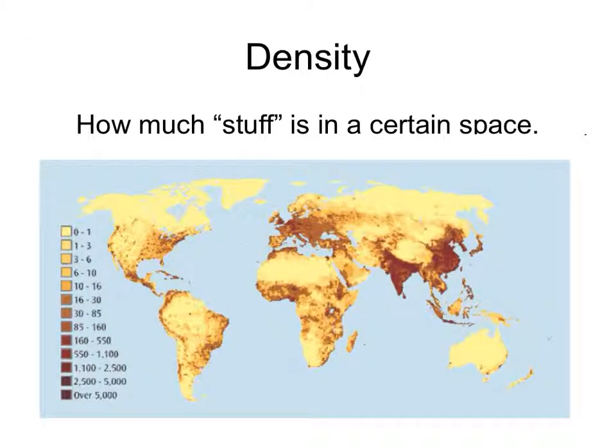Another good way to explain density is how much stuff is in a certain space. A lot of us have seen a picture like this in one of our geography courses, where this is a population density. These locations where it's really dark red, like New York, Europe, or especially India, or anywhere in this Asian region, have a very, very high population density. What that means is there are a lot of people in a certain area.